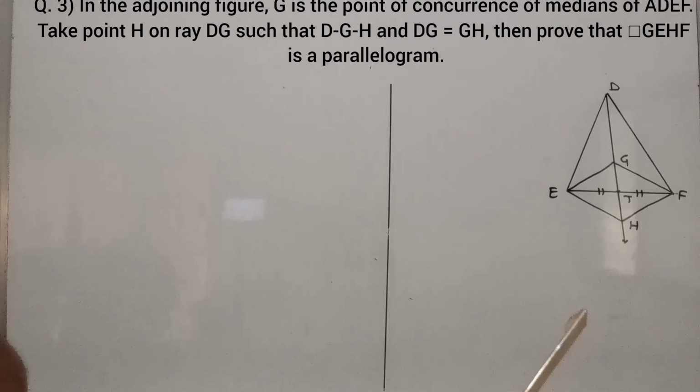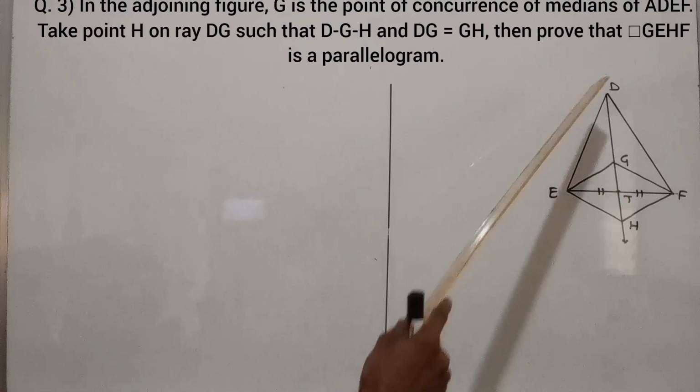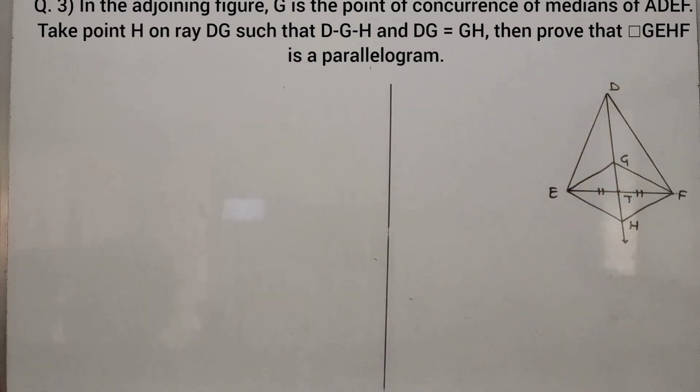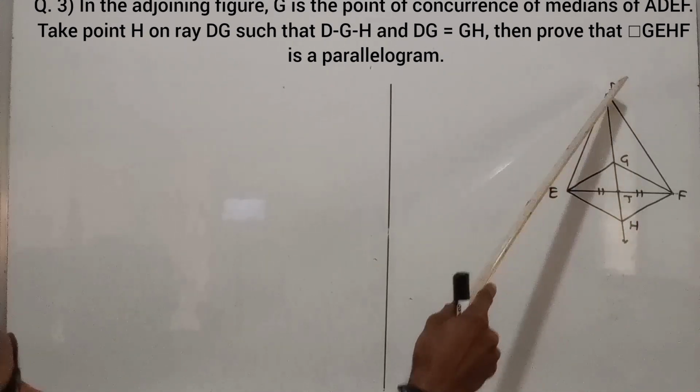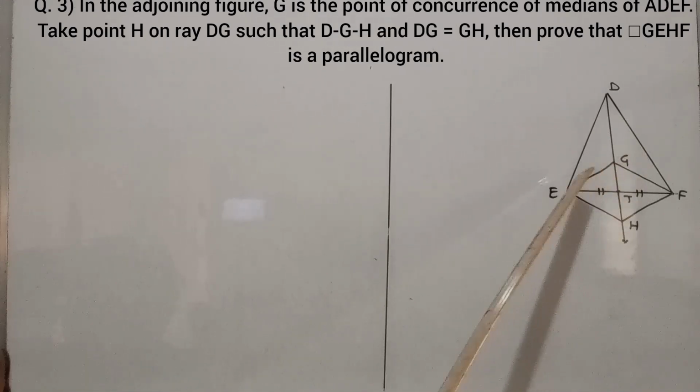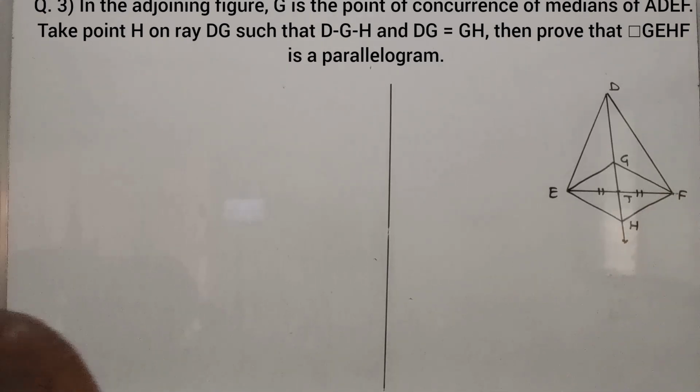Medians of triangle DEF. Take point H on ray DG. This is ray DG, and this is the origin. Such that D, G, H are collinear and DG is equal to GH. This is given. Then prove that quadrilateral GEHF is a parallelogram.